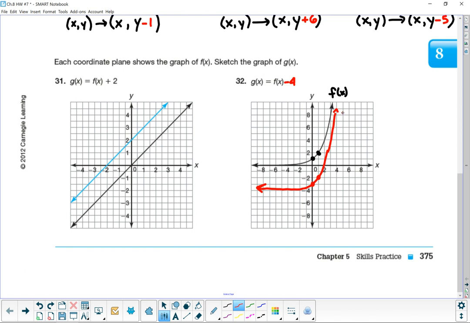Okay, and that is going to be my g of x, because each point goes down by 4. So if I just use those 2 points, you see how this works. And if I did that, my horizontal asymptote would go down by 4 as well.